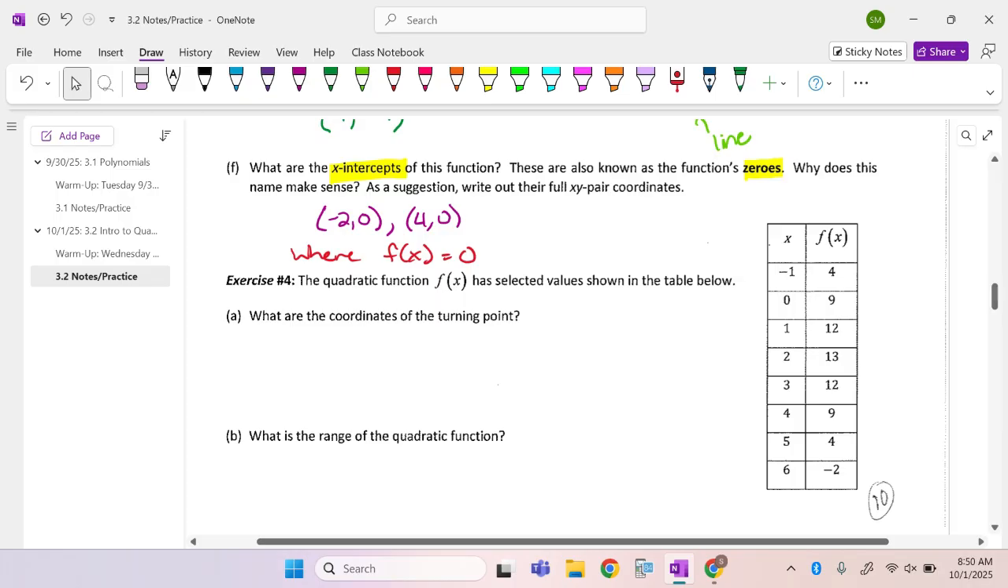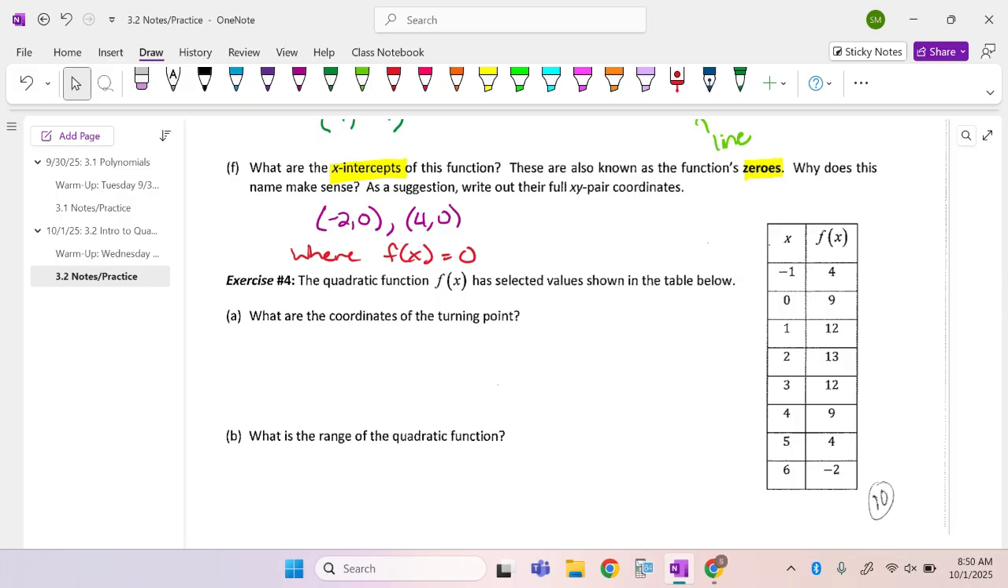Now, let's look at exercise 4. So this time they gave us a table, no graph. All right. And they didn't tell us the equation that goes with it, and we don't really care, to be honest. We just know it's a quadratic and that f of x is represented by the table. All right. So if we look at the table, do you think we could figure out where the vertex is? Yes. How do you think you'll figure out where the vertex is?